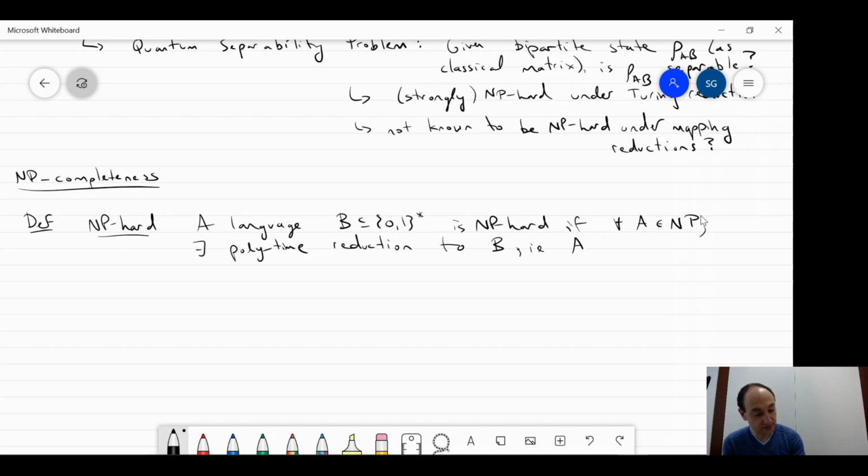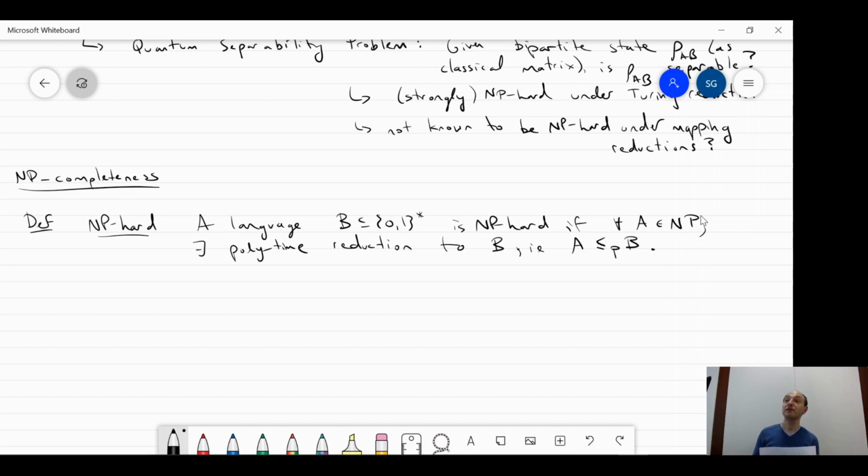So in other words, it doesn't matter which language A I start with, I can always reduce it in polynomial time to the language B. You can think about it if you want, it's not an exercise here, but what happens if the reduction is allowed to be exponential time? Think about it, and I'll make a claim.